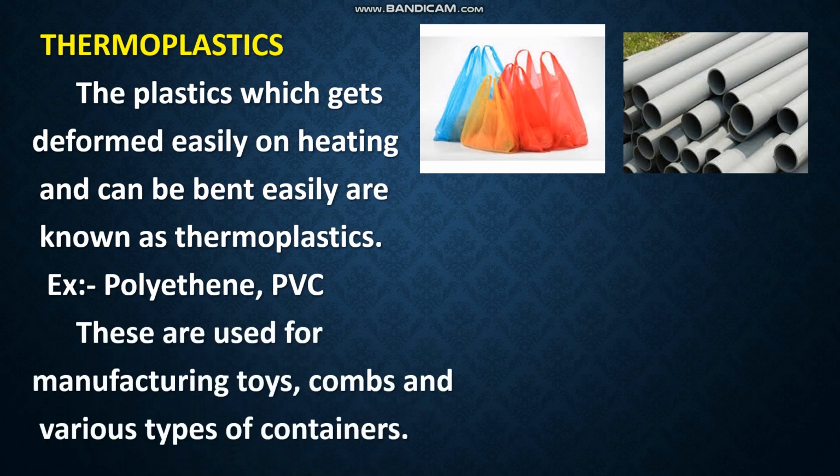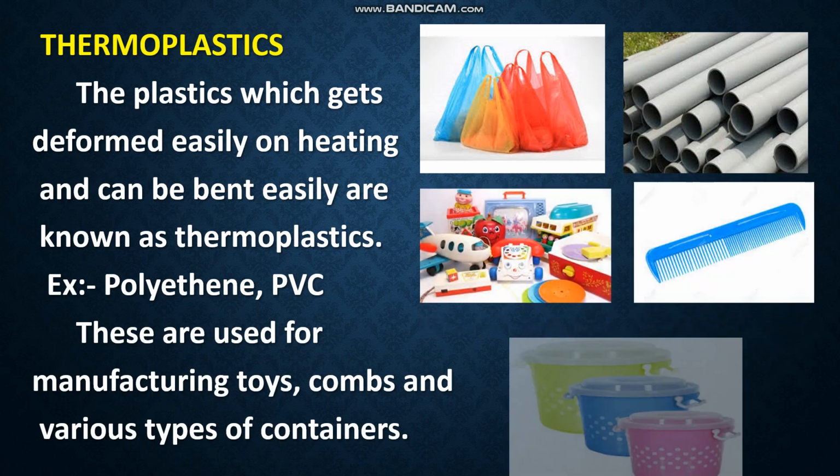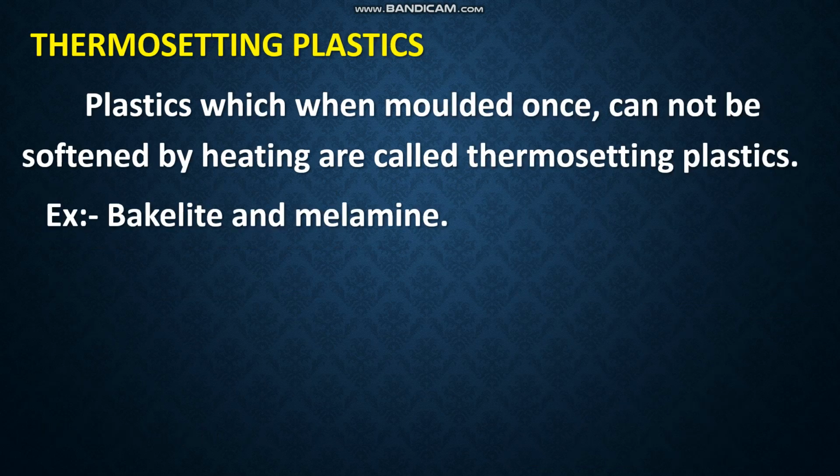So these are used for manufacturing toys, combs, and various types of containers. So what are thermoplastics? The plastics which get deformed easily on heating and can be bent easily are known as thermoplastics. What are the examples? Polythene and PVC.